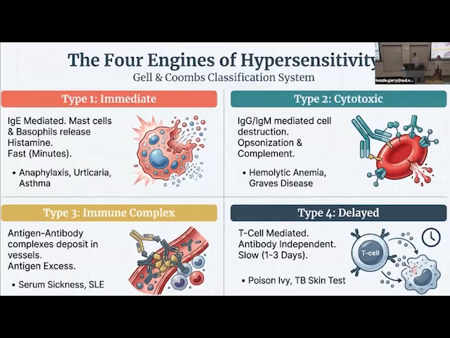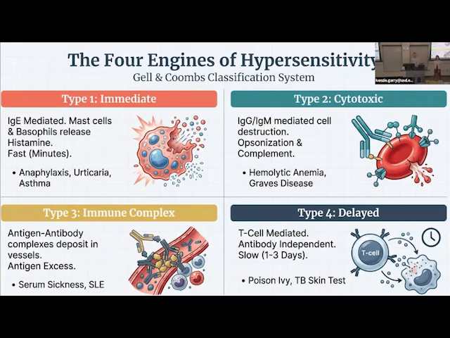Hypersensitivity is the main reason why we have allergy or immunologic diseases. If we have a hypersensitive reaction to our own cells, it causes autoimmune disease. If we have hypersensitivity to outside foreign bodies, it causes allergies. We have 4 types of hypersensitivity reaction: type 1 immediate reactions, type 2 cytotoxic reactions, type 3 immune complex reactions, and type 4 delayed reactions.